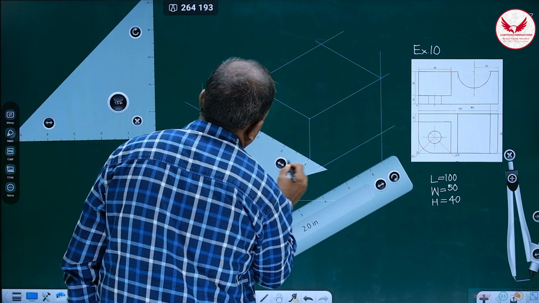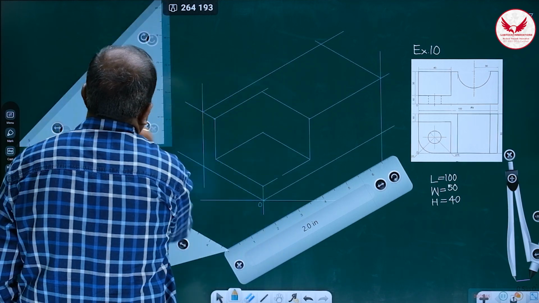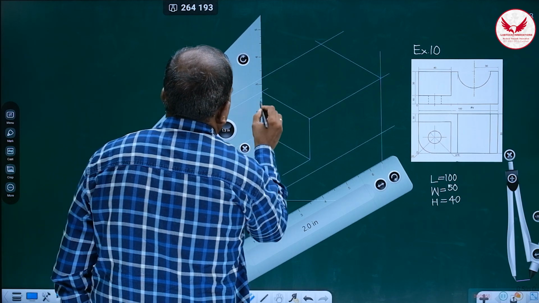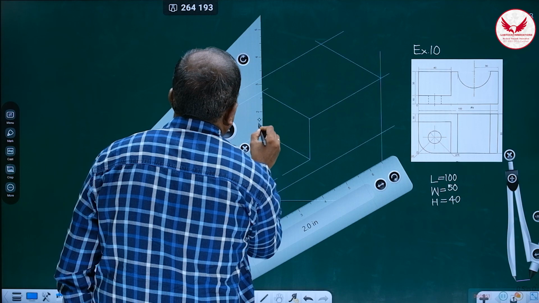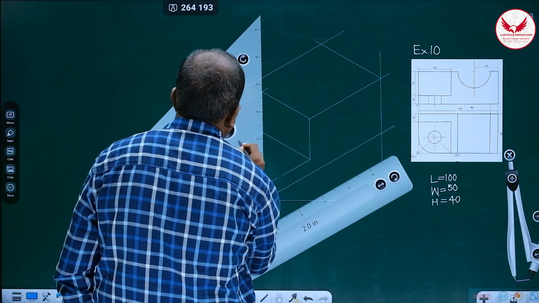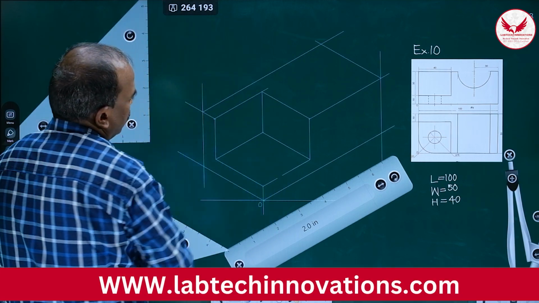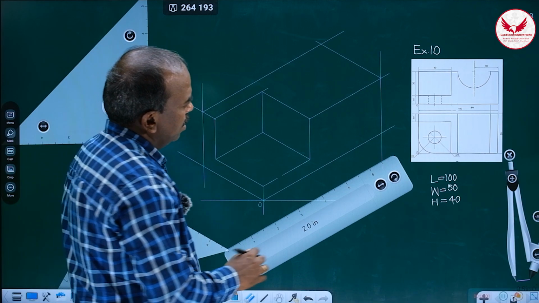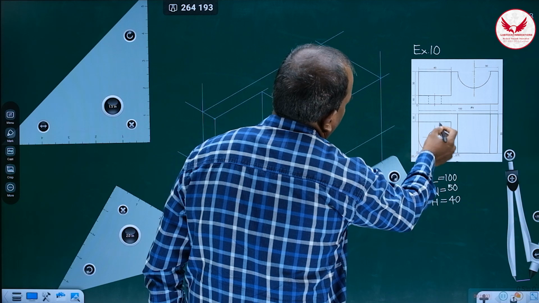Like this. And vertically 30. So if our drawing is accurate, perfectly this will match. So if you follow this technique, you will find this very easy. So we have got the basic shape.